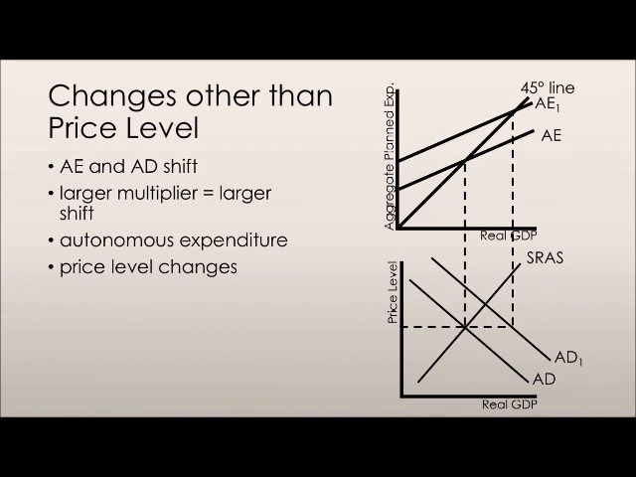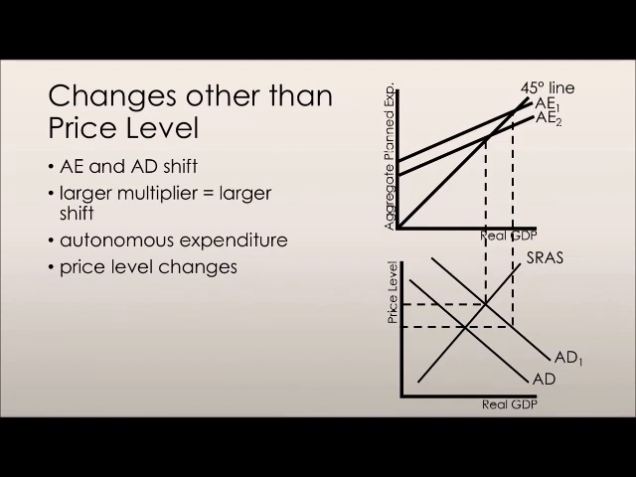So the price level does rise eventually, and the aggregate expenditure curve must shift back downwards. And the new aggregate demand curve intersects short-run aggregate supply. I just want to mention this. The steeper the slope of the short-run aggregate supply, the larger is the increase in the price level, and the smaller is the multiplier effect on the real GDP.